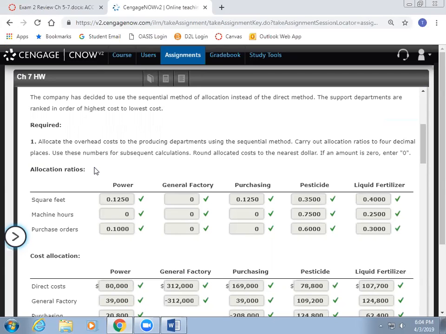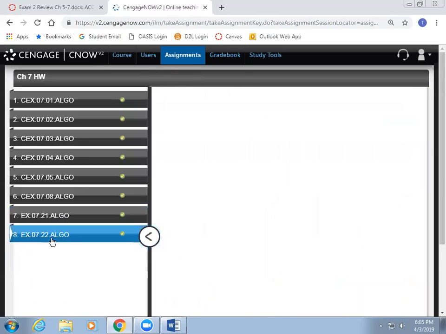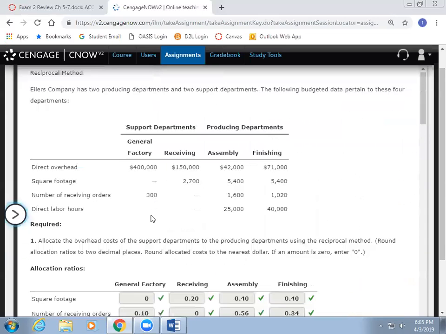Yeah, that one's tricky. I had a few emails on that one. Does that make sense to everyone? Yeah, it's a little different. And then the last one, you're doing the reciprocal.